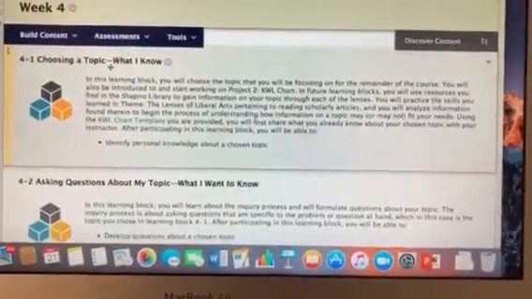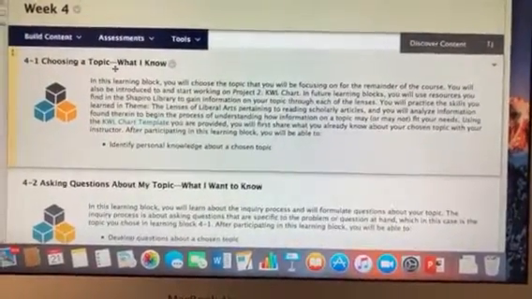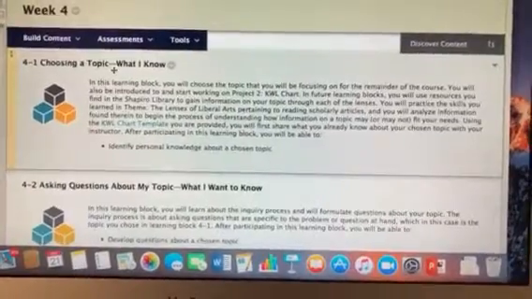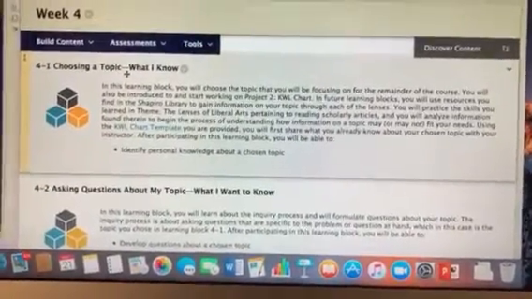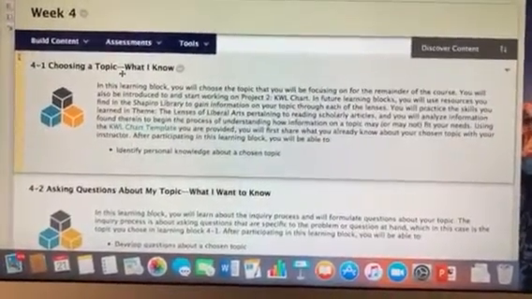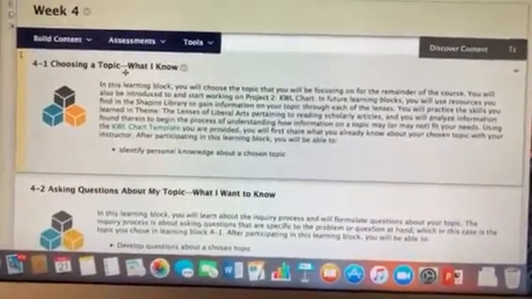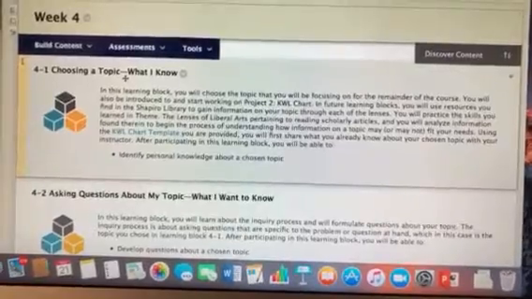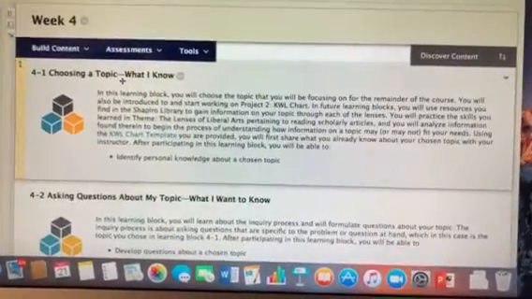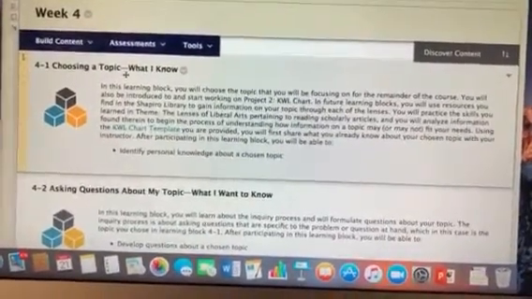Once you've selected your topic, and by the way, the selection of your topic and why you have chosen it, together with two of the questions that you've developed about what you want to learn, are going to be all part of your first posting on the discussion board this week. Then you'll respond to two of your classmates next week. But right now, I just want to concentrate on the KWL chart.